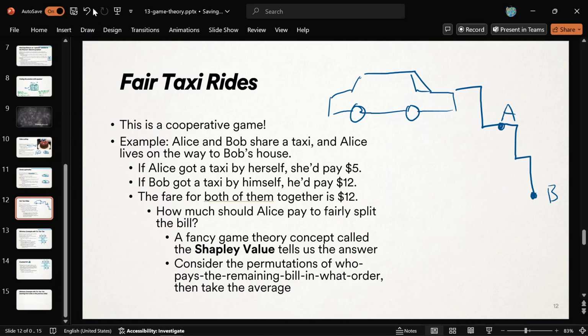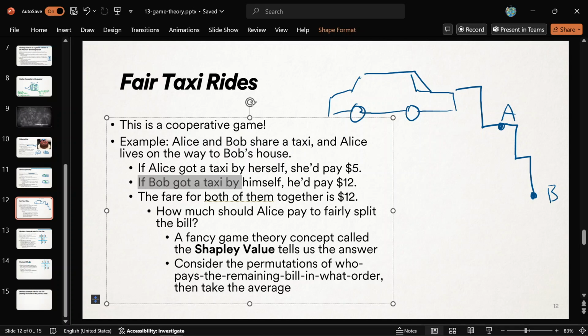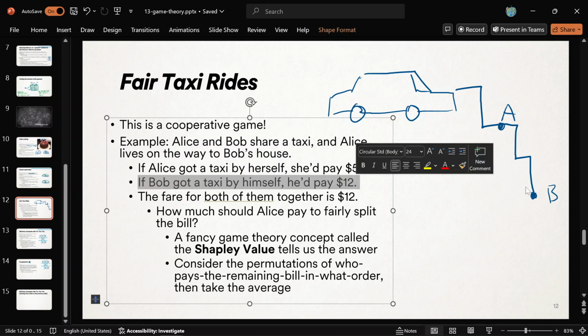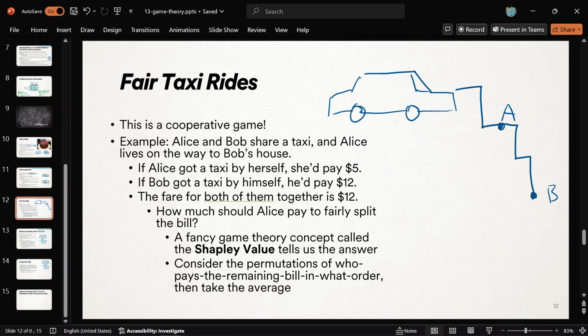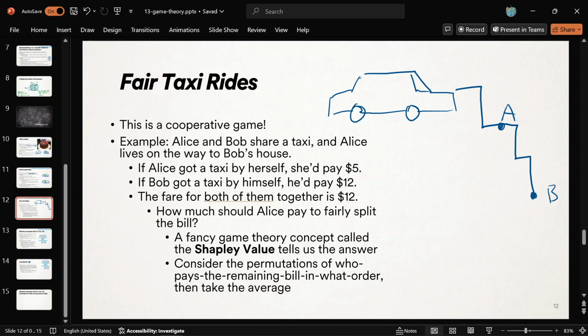Okay, so if Alice went and got a taxi by herself, she would only have to pay $5 because it's a shorter trip. Okay, but if Bob got a taxi by himself, that's a longer trip, right? He paid $12, and the price for both of them sharing the taxi is still $12, right? Because you're still going to Bob's house. Like Alice can run out real quick. That's fine. So there's no change in price for both of them to share the taxi, and it should be a little bit cheaper, right? That way. So the question now is, how much should Alice pay to fairly split the bill with Bob?